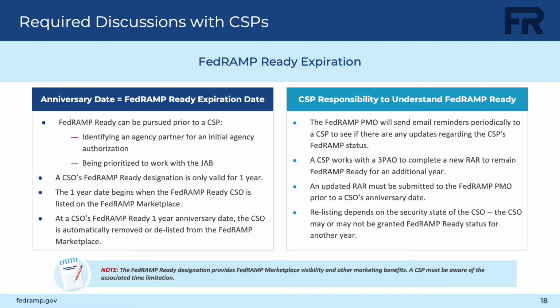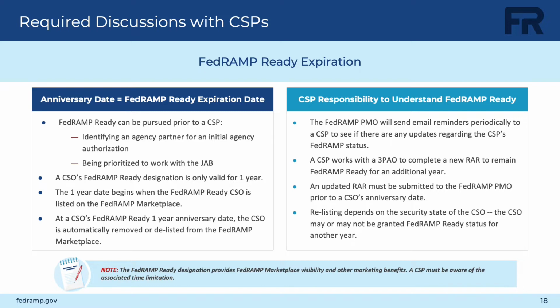Finally, it's important for CSPs to understand the FedRAMP Ready status expiration. A cloud service offering's FedRAMP Ready designation does expire and is only valid for 1 year, beginning on the date that the CSO was listed as FedRAMP Ready on the FedRAMP Marketplace. CSPs may choose to pursue the FedRAMP Ready designation even prior to identifying an agency partner for an initial agency authorization or prior to being prioritized to work with the JAB.